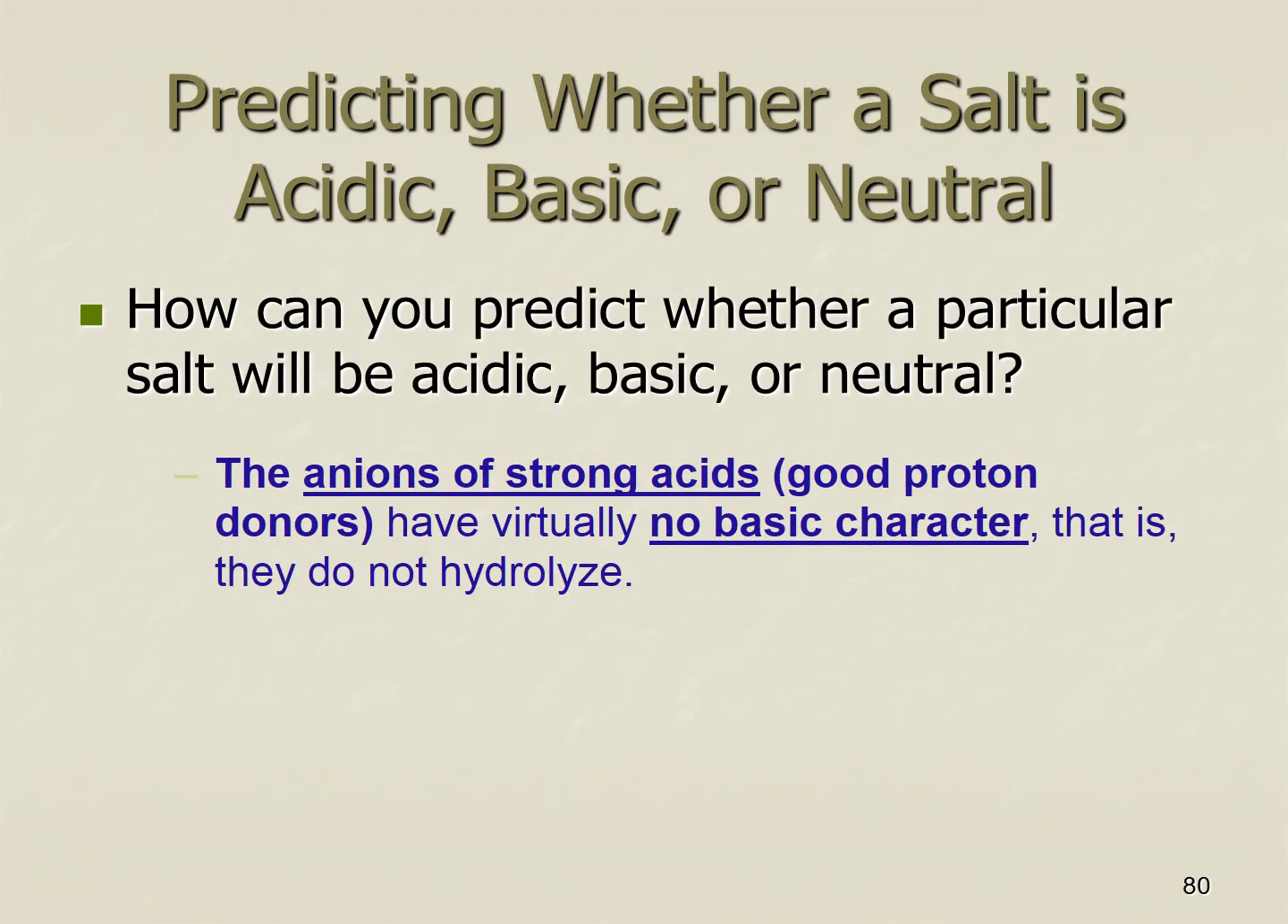Like I was saying a minute ago, the anion of a strong acid is actually a very poor base. Remember, a strong acid is a really good proton donor. If it's really good at giving away the H plus, it's not very good at getting back the H plus. So the negative ions of the very strong acids have no basic character at all. What that means is they don't hydrolyze, they don't produce any acids or bases when they're dissolved in water.